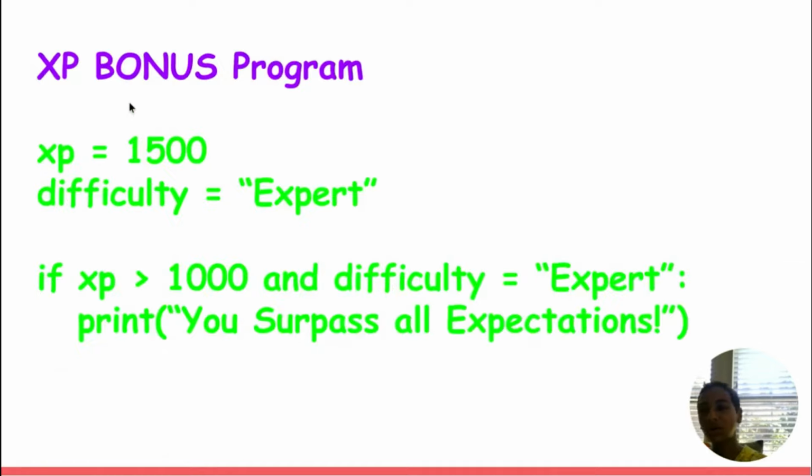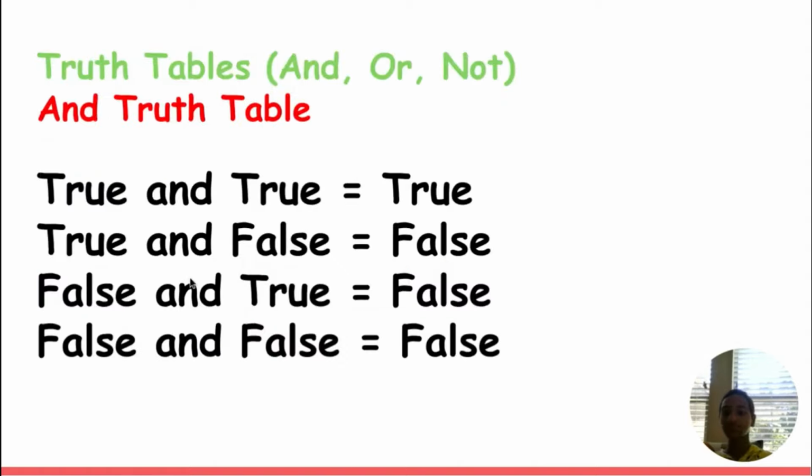Here's the XP bonus program. XP equals 1,500. Difficulty equals expert. If XP is greater than 1,000 and difficulty is expert, then print you surpass all expectations. It is going to print you surpass all expectations.